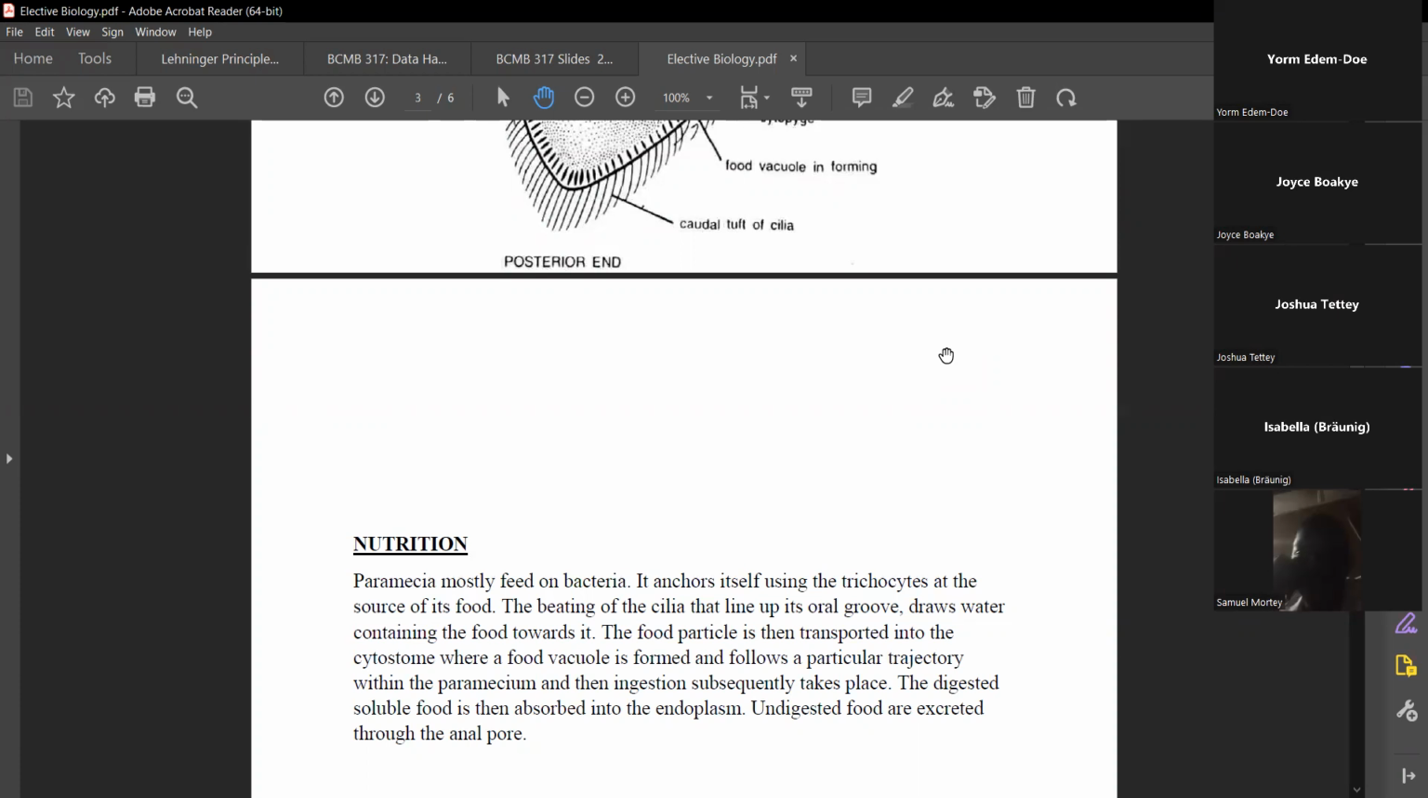So if this doesn't occur, what will happen is that the paramecium will just burst open, and that will be the end of life of the paramecium. So it needs some balances. It needs something to check that. And that is what the contractile vacuoles do. Do we get it?